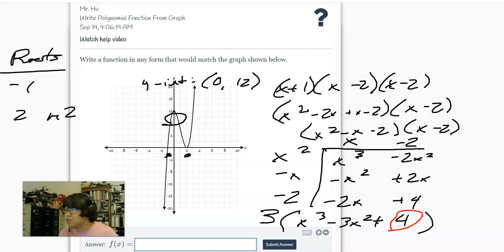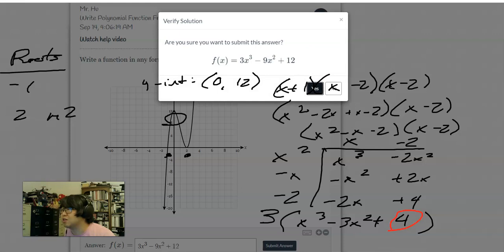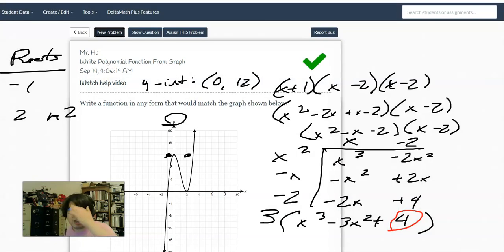All right. So in the end, 3 times x cubed, that's my first term, minus 3 times 3 is 9, x squared, plus the 12. This should be our final polynomial form for this function from the graph. So let's see if I'm correct here. And yep, it looks like it.